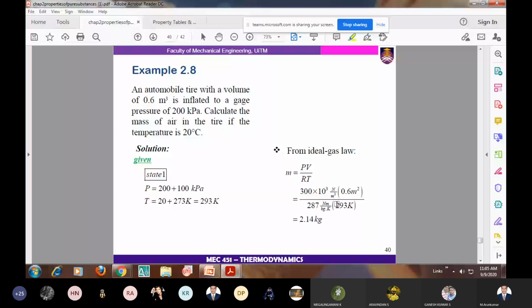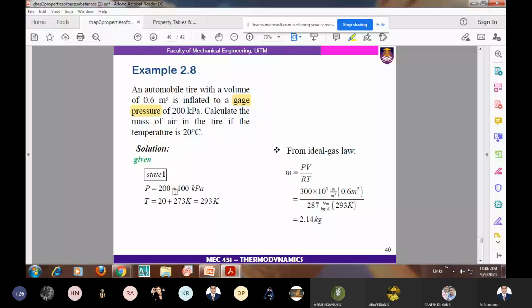The pressure should be absolute pressure, but they gave gauge pressure of 200 kilopascal. So if they gave the gauge pressure, you want to convert the pressure. Thus we have to add the atmospheric pressure to the gauge pressure. Then only we can get the original pressure. So this is a conversion.